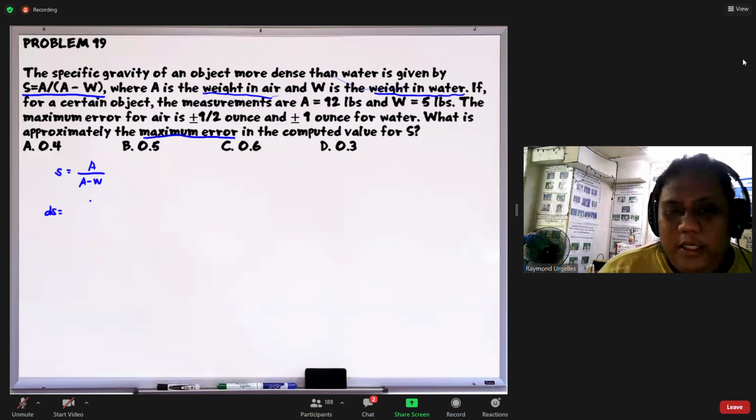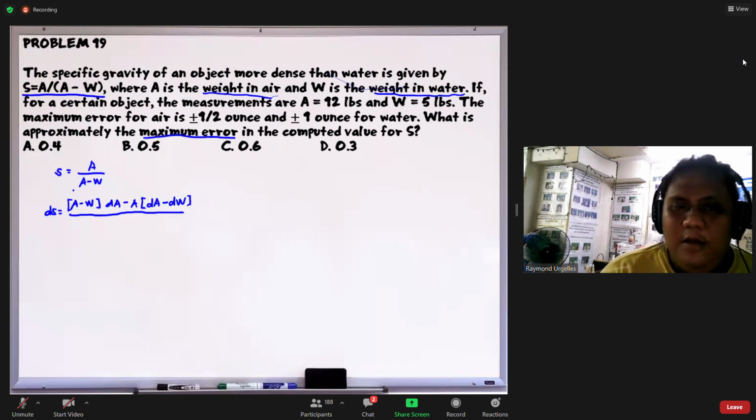Diba? So, then this will be, so again, low d high. So, ang derivative nung nasa taas is simply dA. Minus high d low. So, this is dA minus dW. So, then this is divided by, okay? So, we have A minus W. So, low squared, diba? Okay?